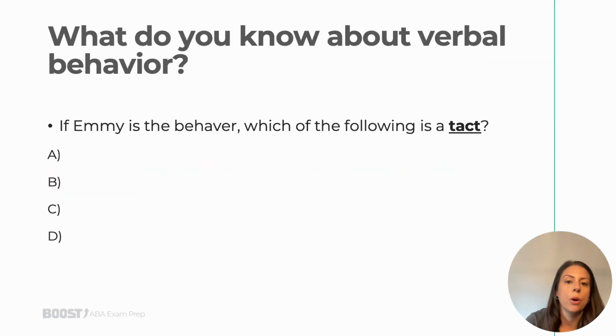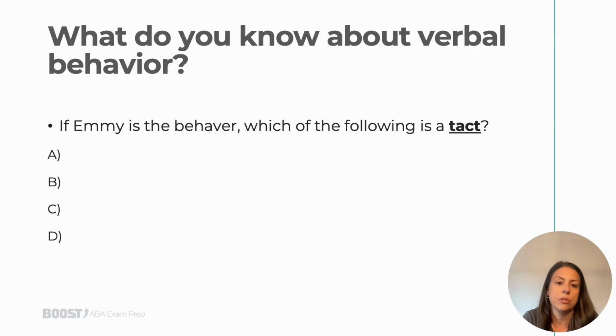So here you'll notice I only listed the question and left out the answer options. This was done on purpose to demonstrate one of my favorite ways to tackle a question, which is to try and get the answer before you see the options. So let's tackle this one. If Emmy is the behavior, which of the following is a tact?